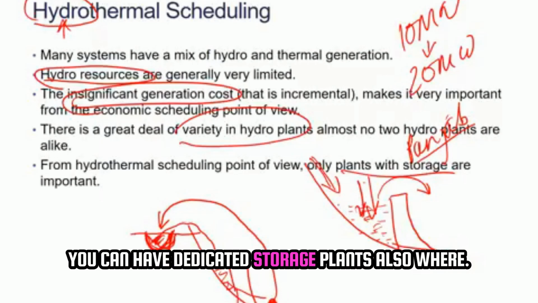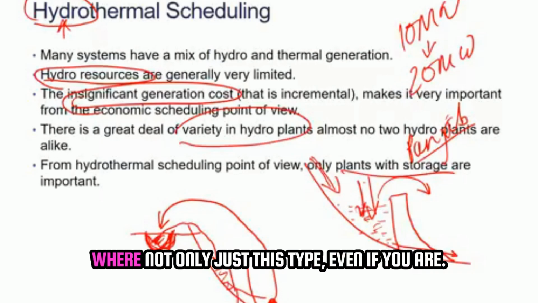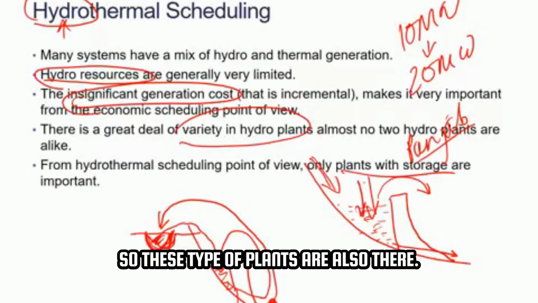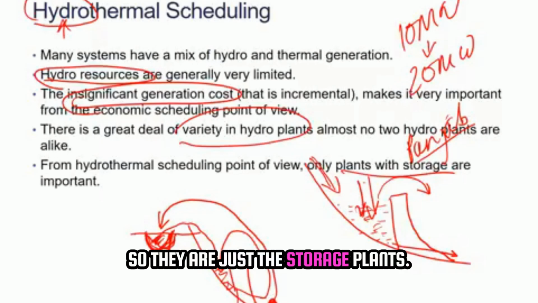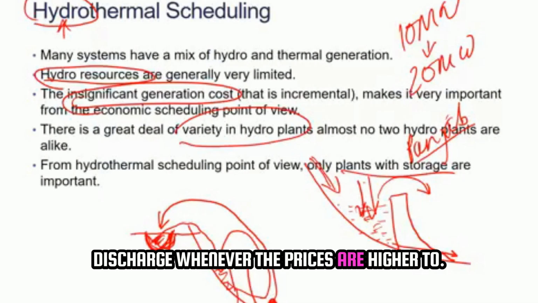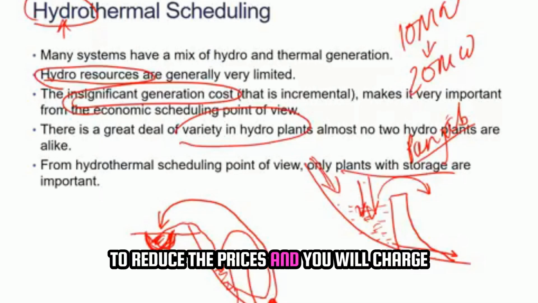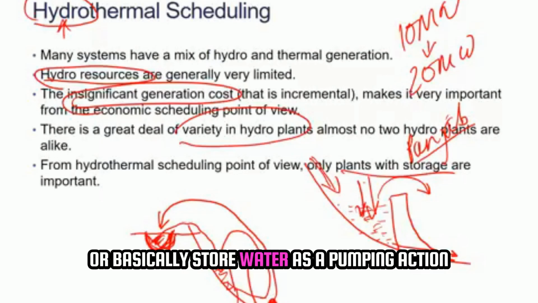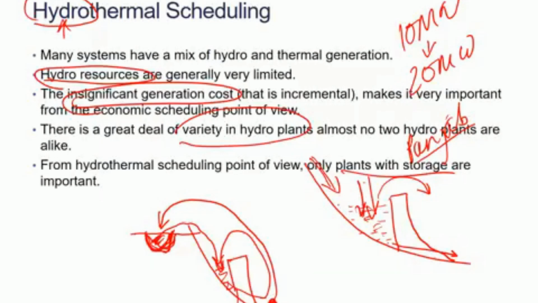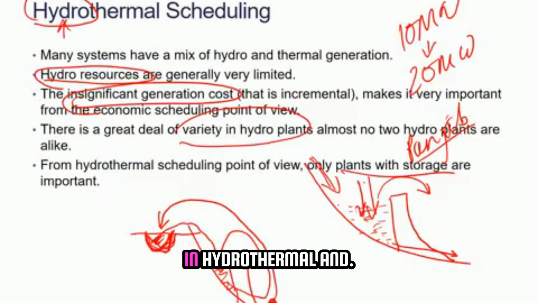You can have dedicated storage plants also, where not only this type, you can discharge and put the water here also. So these types of plants are also there. They are just storage plants. Basically it is like a battery where you will discharge whenever the prices are higher, to reduce the prices, and you will charge, or basically store water by pumping action, whenever the prices are very low. These types of plants are also there in hydrothermal, and these plants are also of different types and categories.